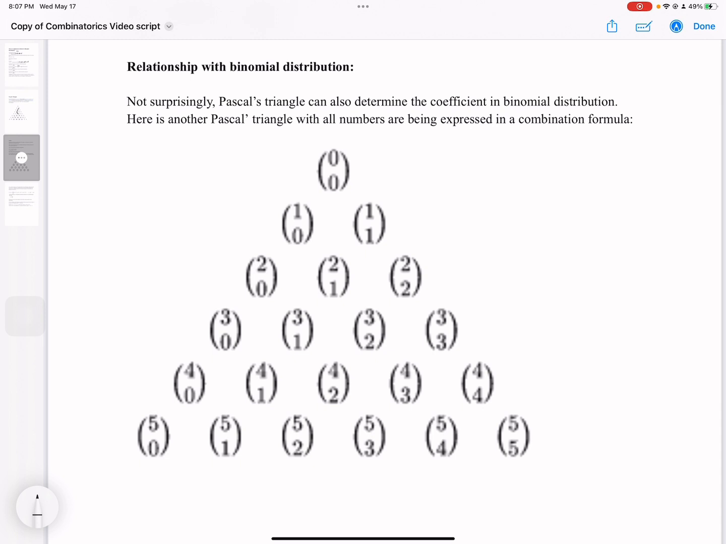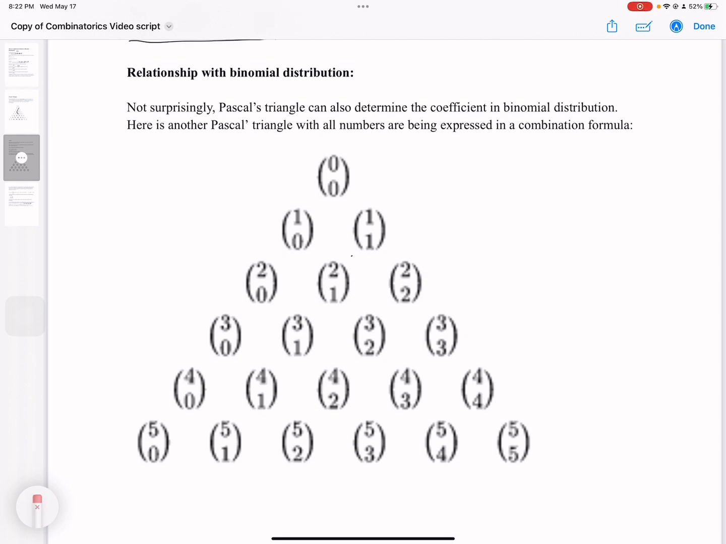So the relationship with binomial distribution. Not surprisingly, Pascal triangle can also determine the coefficient in binomial distribution. Here are some Pascal triangles with all numbers being expressed in a combination formula. So what I meant by that is this picture is actually exactly the same thing as the picture that I have just shown you guys, but all of the numbers in this triangle are just being written in the combination form, so they're basically the same value.